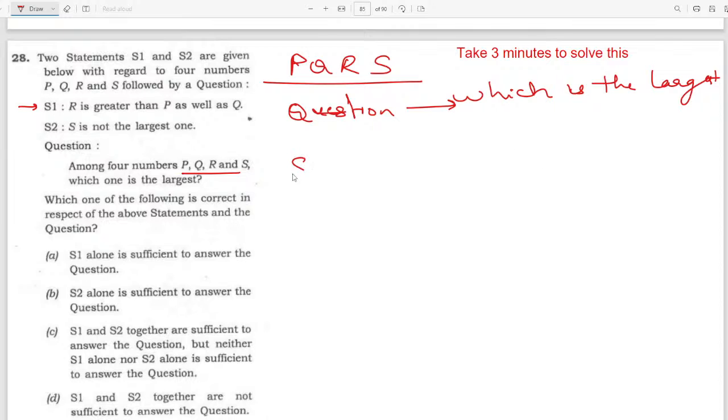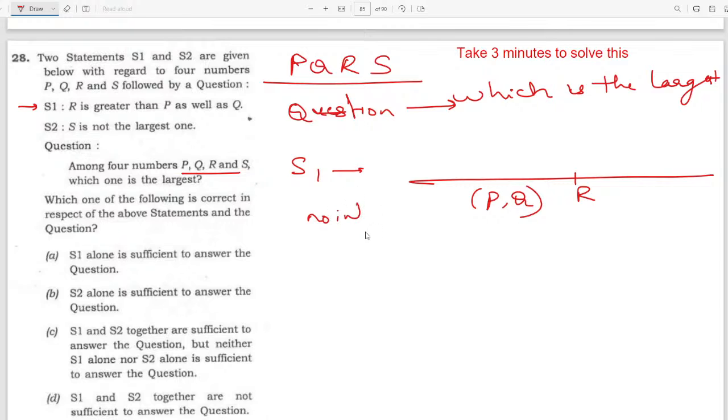The first statement says that R is greater than P as well as Q. R is greater than P and Q, but we don't know among P and Q which is greater. So we can just write it like this. P and Q would be on the left side of the number line. R would be on the right side. And in this statement, they don't give any information about S. No info about S.